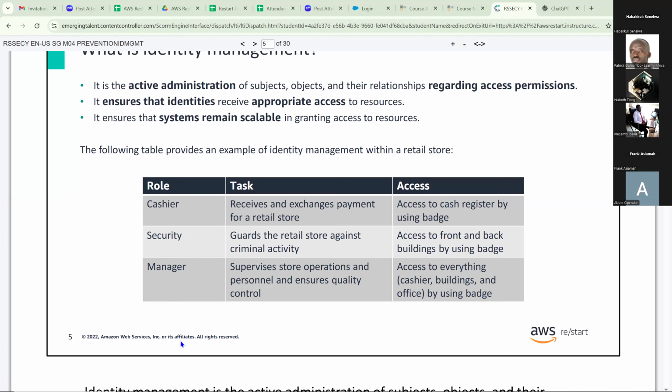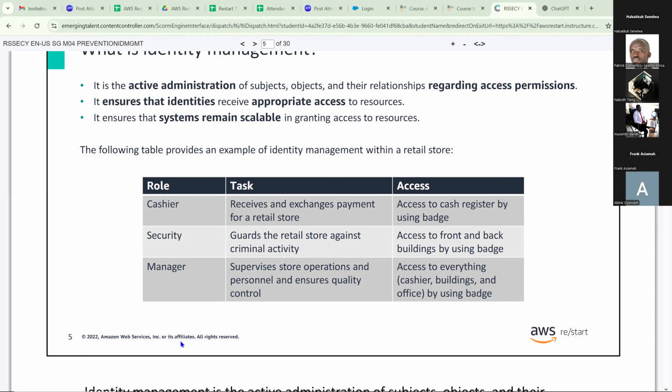Next, we talk about the manager. The task for the manager is to supervise store operations and personnel and ensure quality control. So what is the access level for the manager? The manager has access to everything. That is, they can access whatever the cashier can access. They can access the front and the back of the building, which the security person can access, and any other part of the building by using their badge. So all of these three roles access what they have been allowed to access by using their badge.